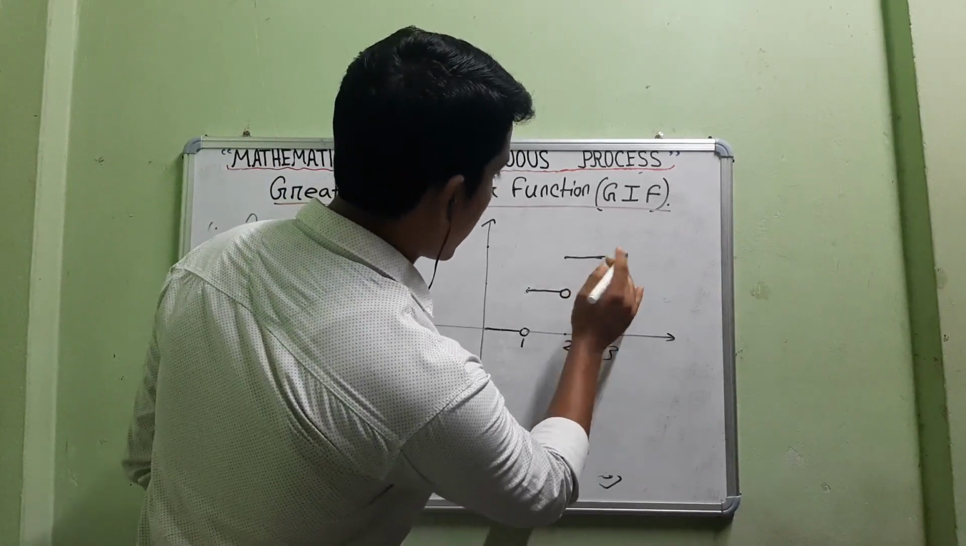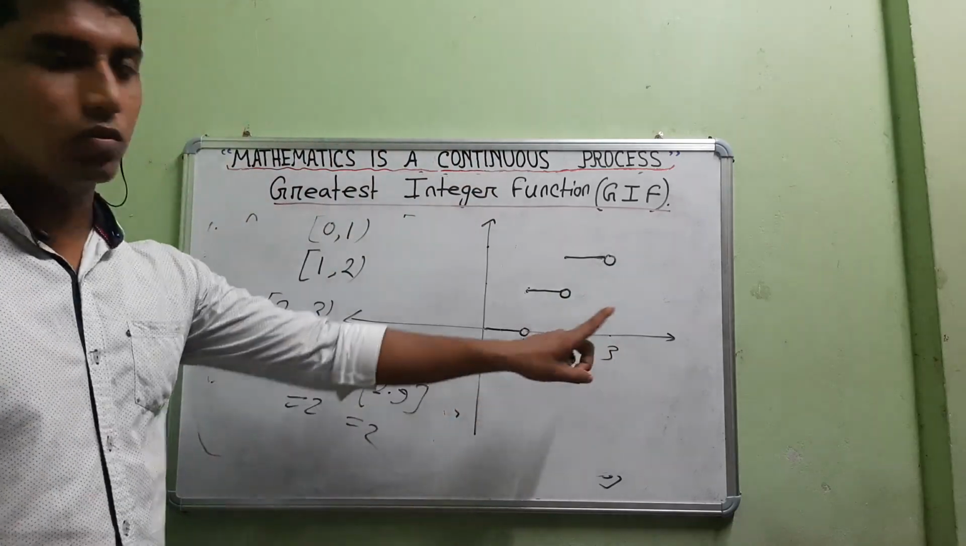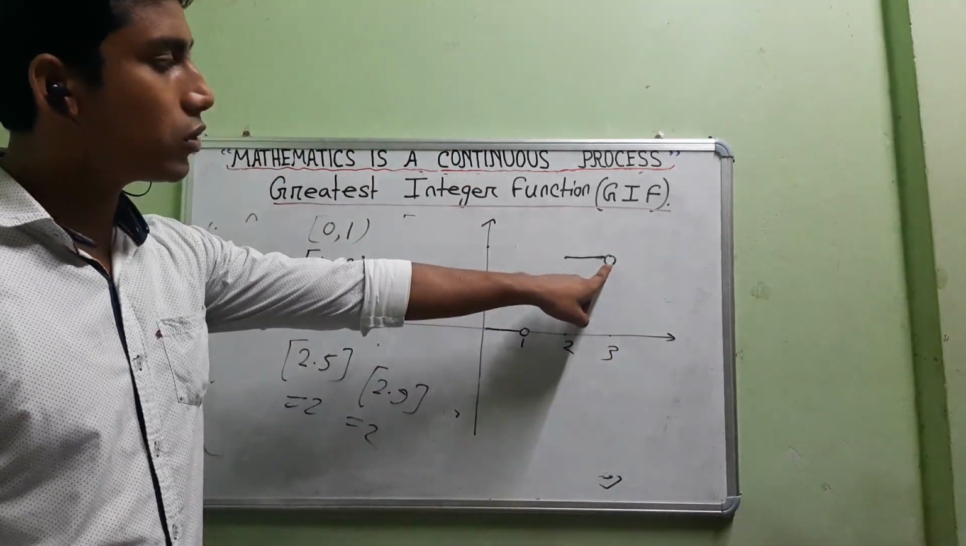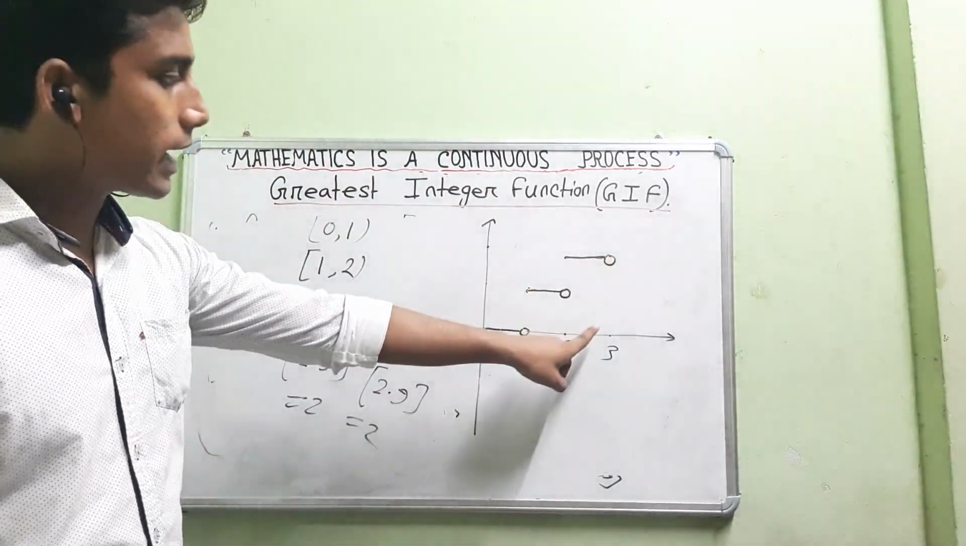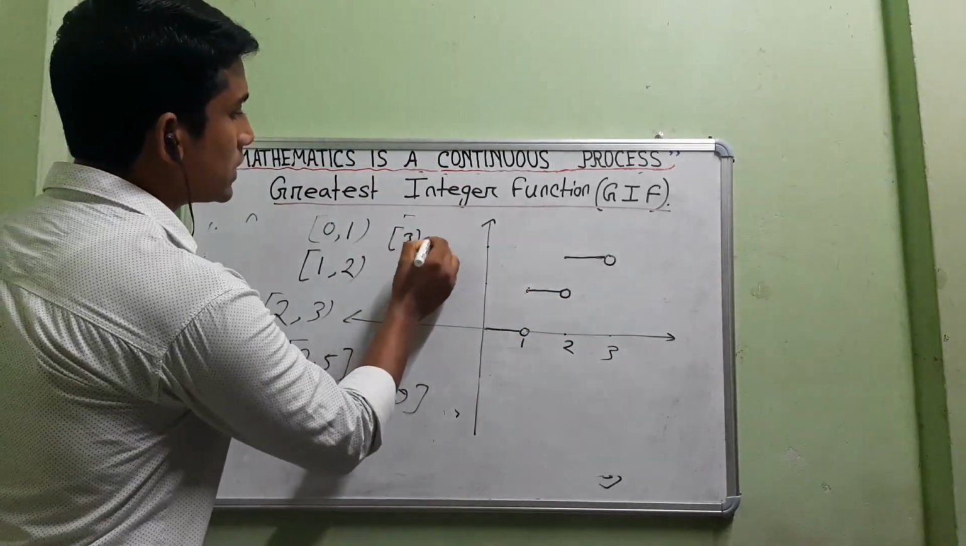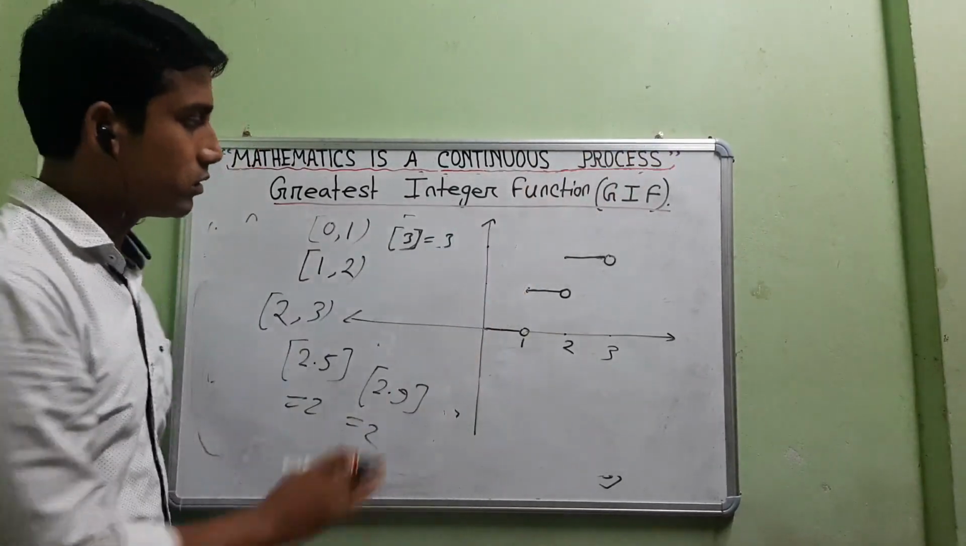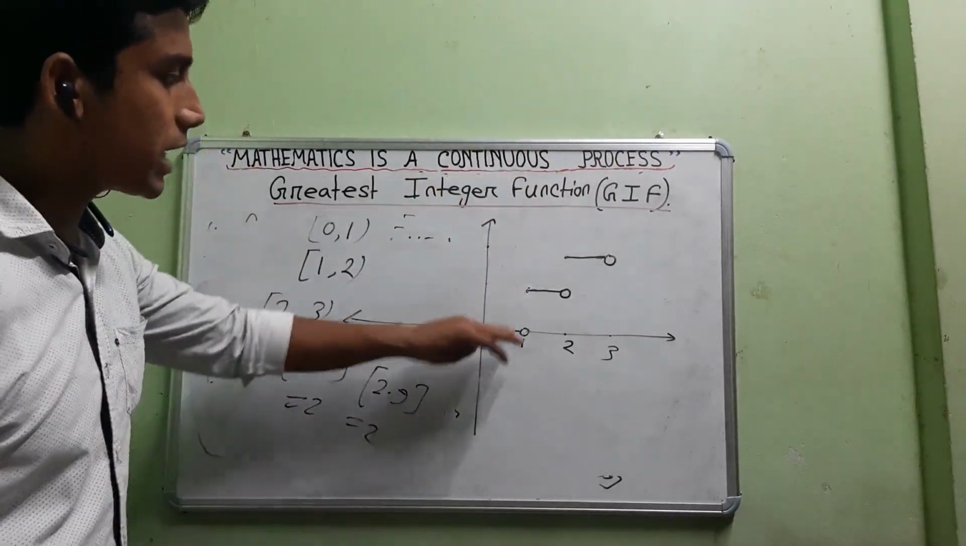At the point 3 there will not be 2, that's why I have taken the open circle. At the point 3 the value will be 3, because box of 3 is equal to 3. So in this way it will go on, step by step.